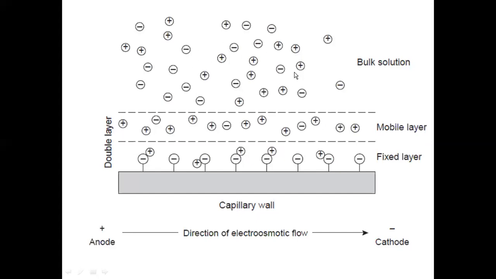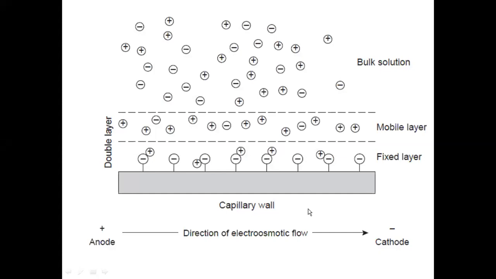So, in the bulk of the buffer medium, all other positively charged species will tend to migrate towards the negatively charged cathode. Some cations are bonded to the silanate anions, some cations are present in the mobile layer, and some cations are present in the bulk solution. These cations will start to migrate towards the cathode, which is negatively charged. This flow is called electro-osmotic flow. This is also in the same direction. All those positively charged species along with the sample plug will migrate towards the negatively charged cathode.